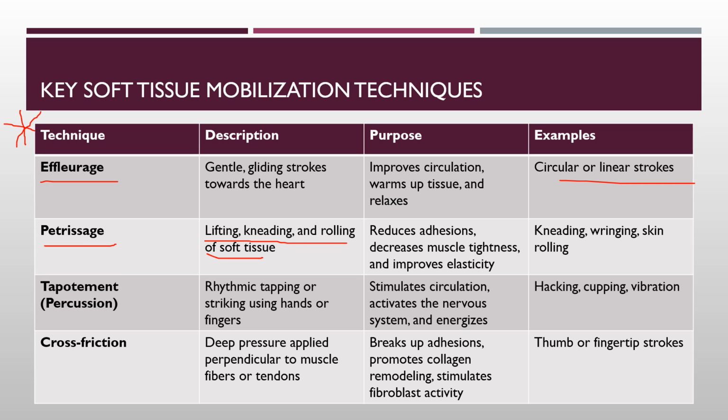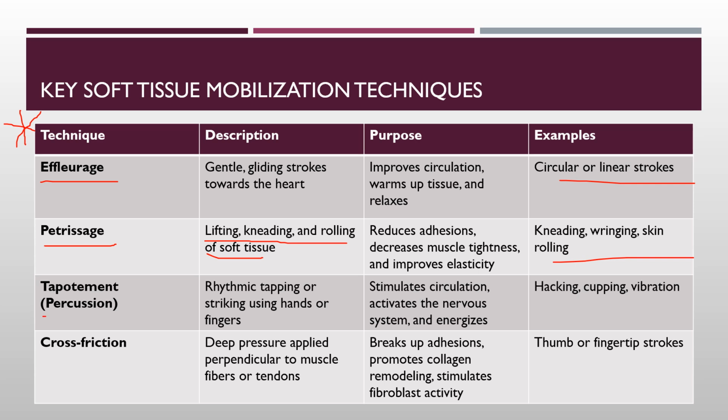The purpose of using something like Petrissage is to reduce adhesion formation, so maybe under a surgical incision. We can also decrease muscle tightness if somebody has a trigger point or there's myofascial tightness there, and it helps to improve elasticity. So we can use these deeper strokes to increase range of motion, whereas before with Effleurage, we're just looking at improving circulation. More examples here: kneading, wringing, skin rolling. Those would all be good examples.